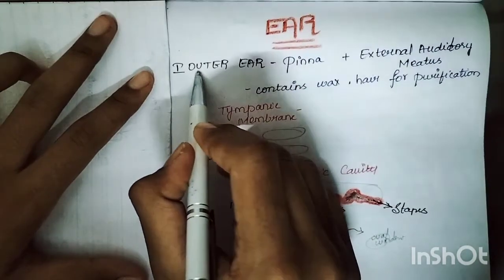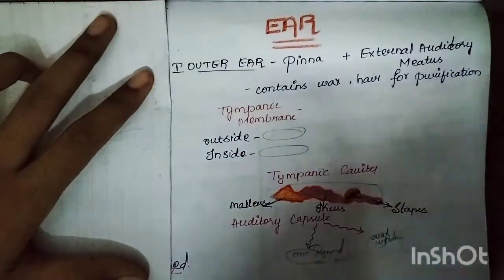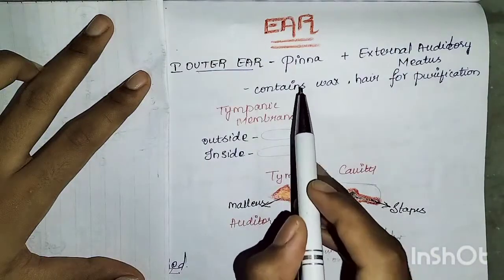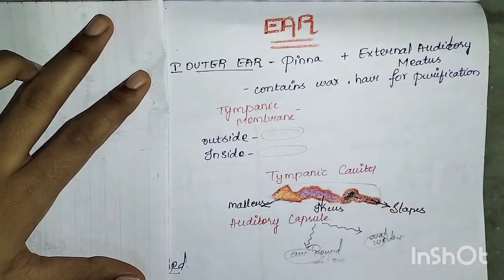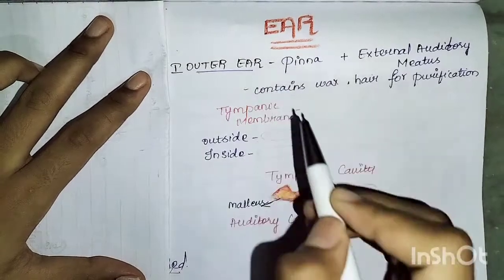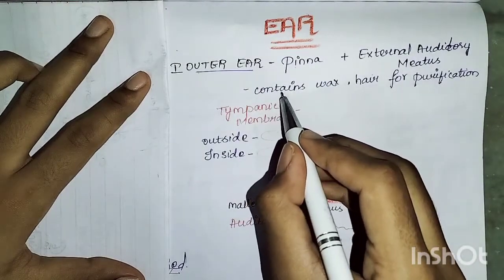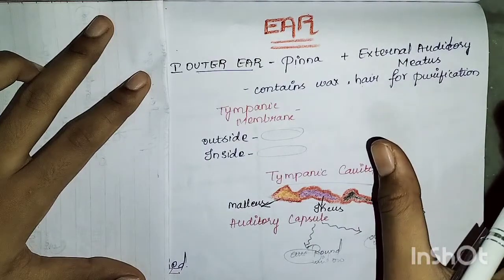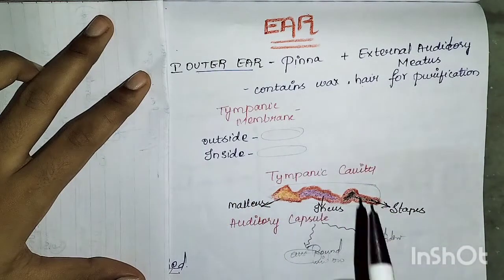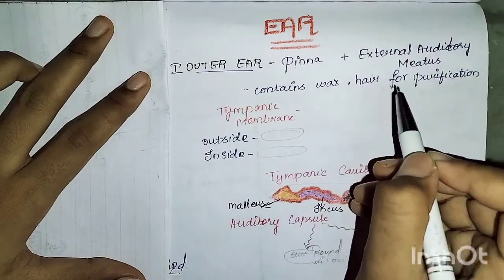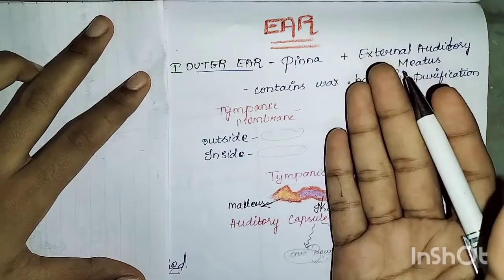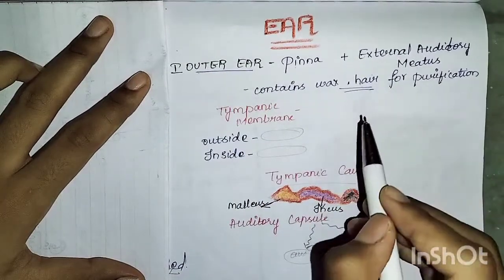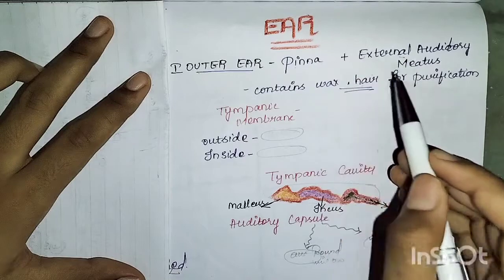Let's start. First we'll start with the outer ear. I told you already, the pinna plus the external auditory meatus together form the outer ear, and they contain wax and hair. What are they present for? They are present for purification, not of the sound waves, sorry, but of the particles which enter the external auditory meatus, which will be purified.